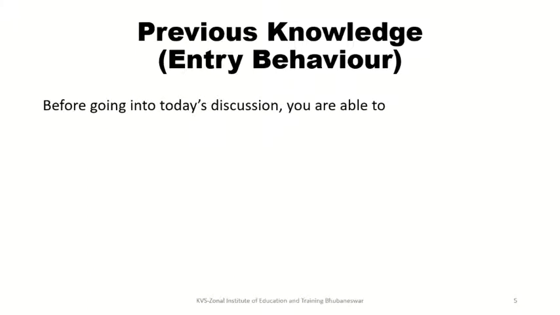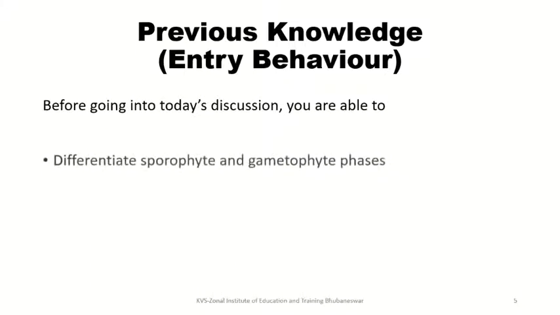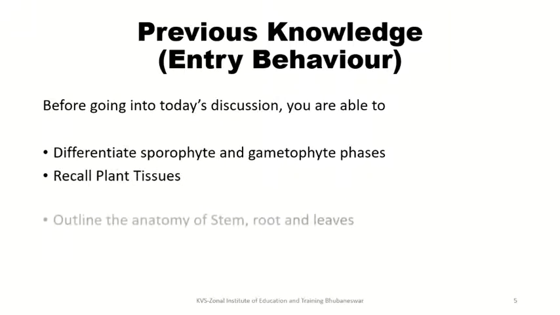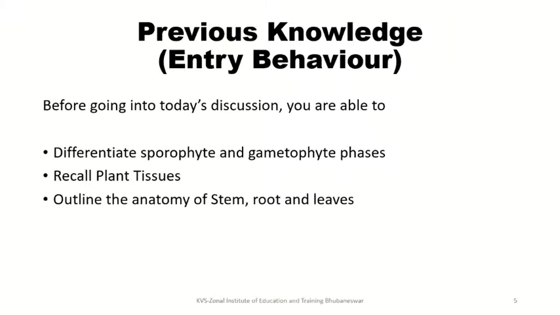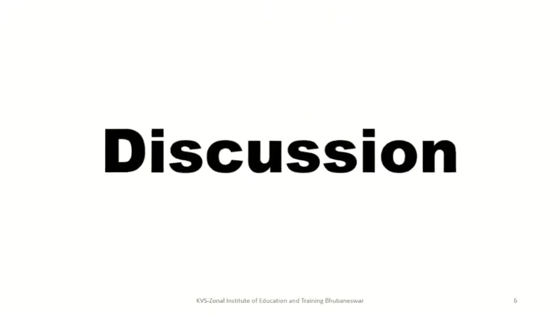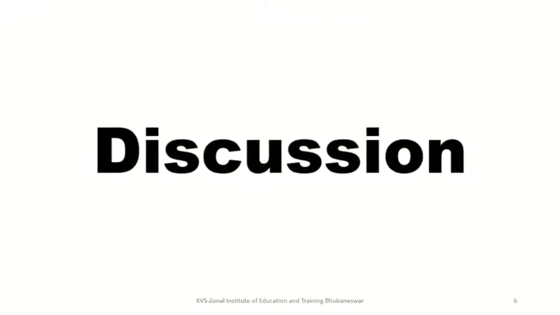But before we proceed to the lesson topics, you should be able to differentiate sporophyte and gametophyte phases, recall plant tissues, outline the anatomy of stem, root and leaves, and discuss the role of spores and seeds. So let's start our discussion for the topic of this session.